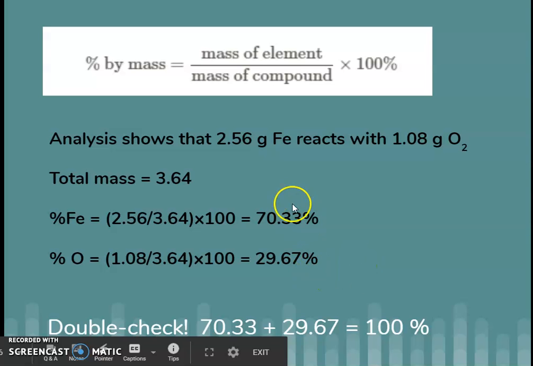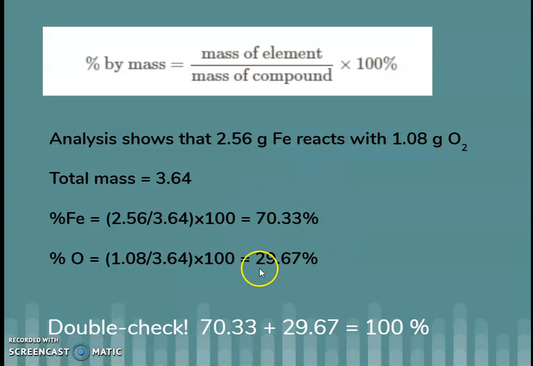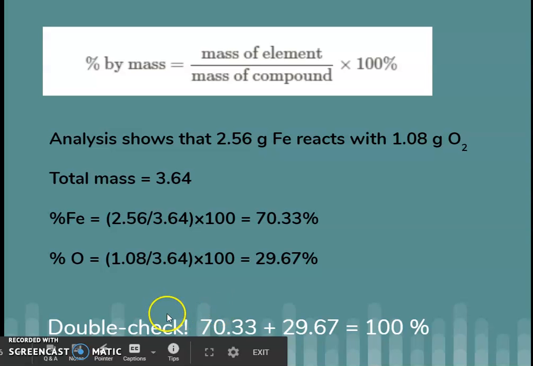check yourself. So when we're talking about percent composition, the total has to equal 100%. So once you get your answers, ask if they make sense. And one check of that is, do they add up to 100? And in this case, they do. Sometimes you'll get like 100.01 or 99.99, but you want it to be pretty close to 100.